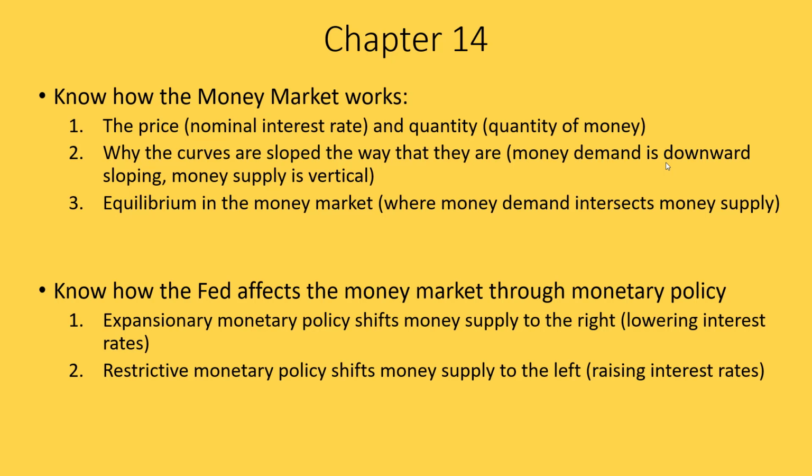Right, and then know why the money supply curve is vertical, because money supply is set by the Federal Reserve and does not depend on that nominal interest rate. And of course, the equilibrium in the money market is where money demand intersects money supply.